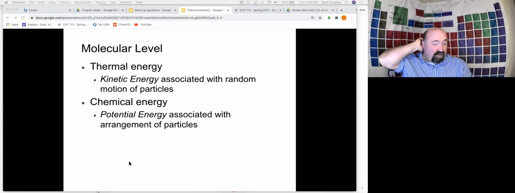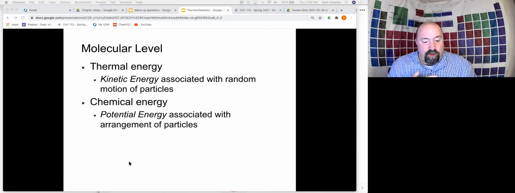At the molecular level, so again, this is really what we'll be more concerned about in this class, kinetic energy is associated with the motion of particles. Potential energy is associated with the arrangement of those particles. And so how much energy is sort of inherent in the way that atoms are bonded together and the way that atoms are arranged.